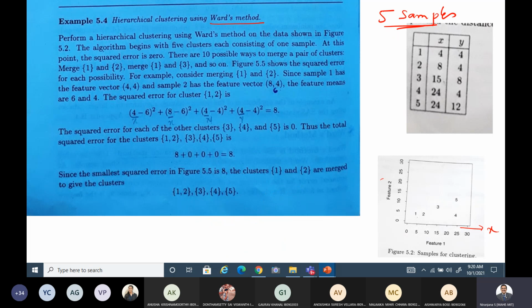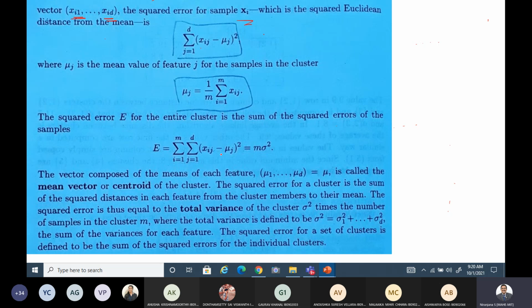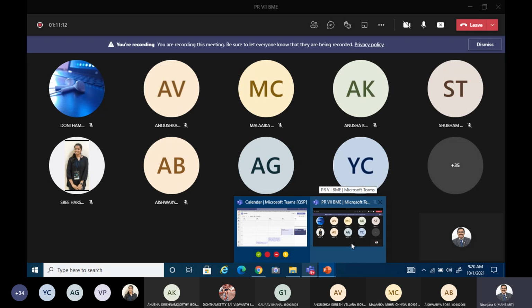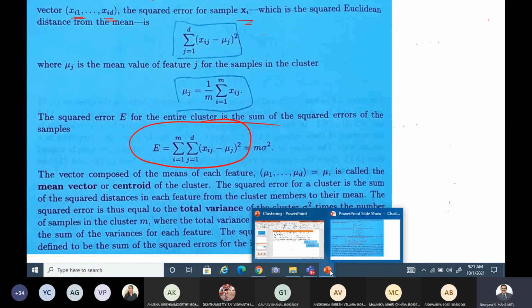So what is the method to calculate error? You remember, just note it somewhere. What is E? E is the sum over i equal to 1 to M, j equal to 1 to D, of (Xij minus mu j) whole square. Have you noted? If anyone has not yet noted, or needs extra time for noting, tell me. Sir, noted. Okay, noted. Yes, thank you.